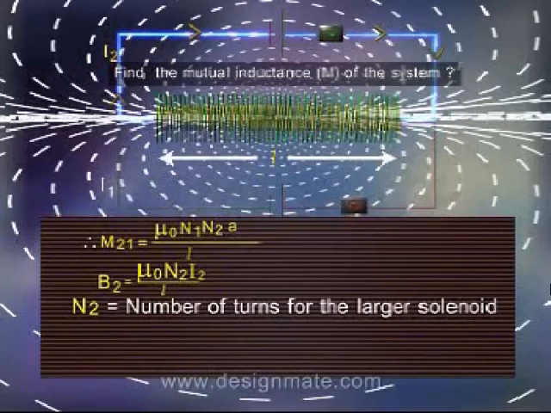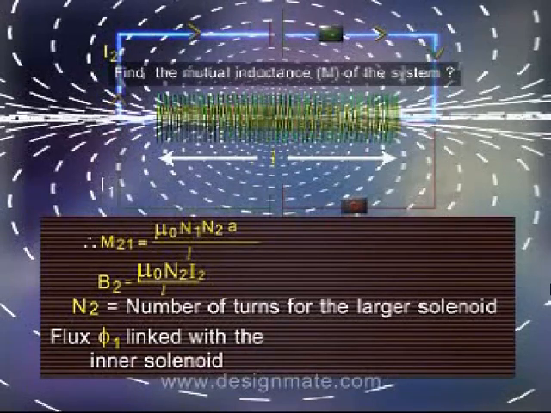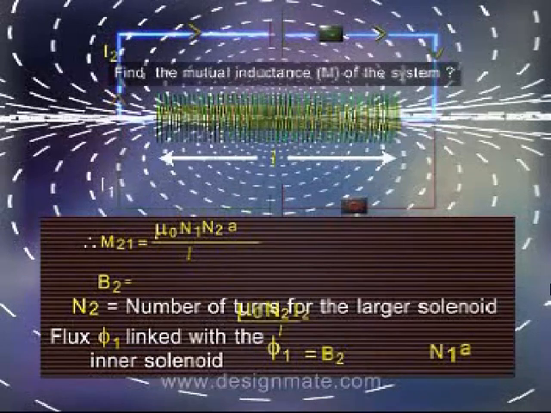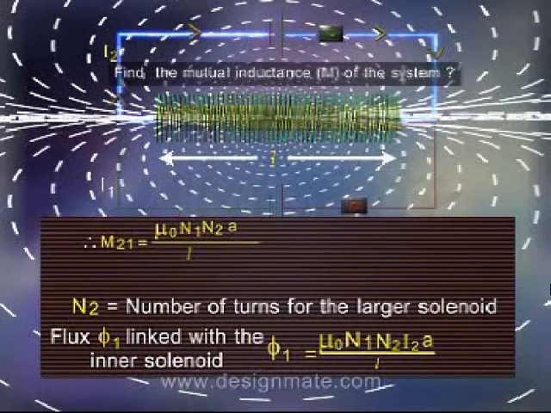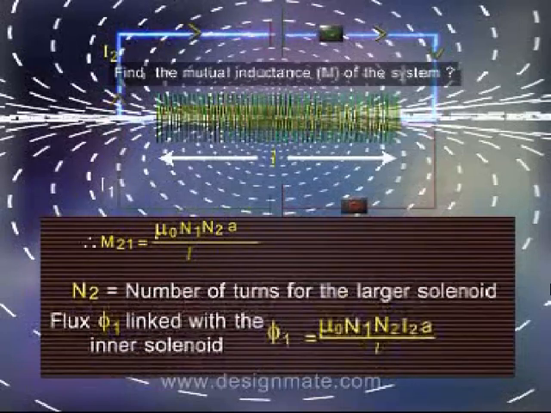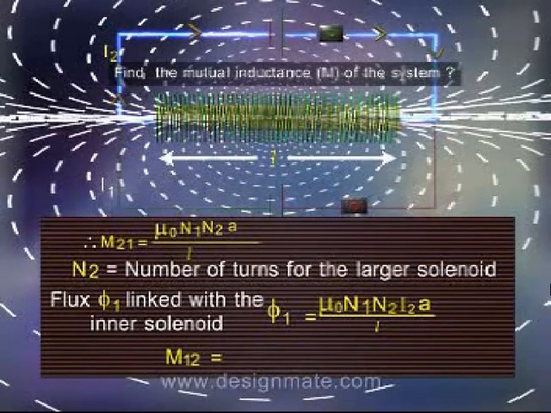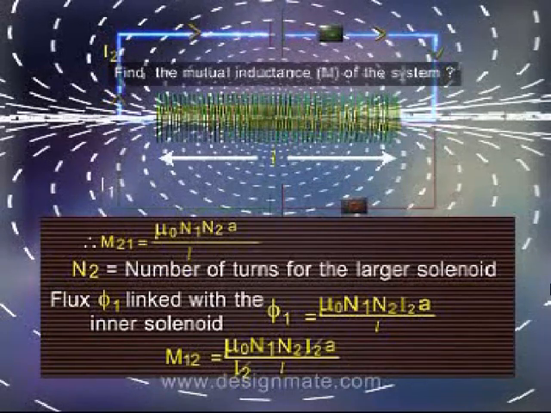The flux phi1 due to this field linked with the inner solenoid is phi1 is equal to mu 0 N1 N2 I2 into A upon L. Therefore, M12 is equal to phi1 upon I2. Therefore, M12 is mu 0 N1 N2 A upon L.